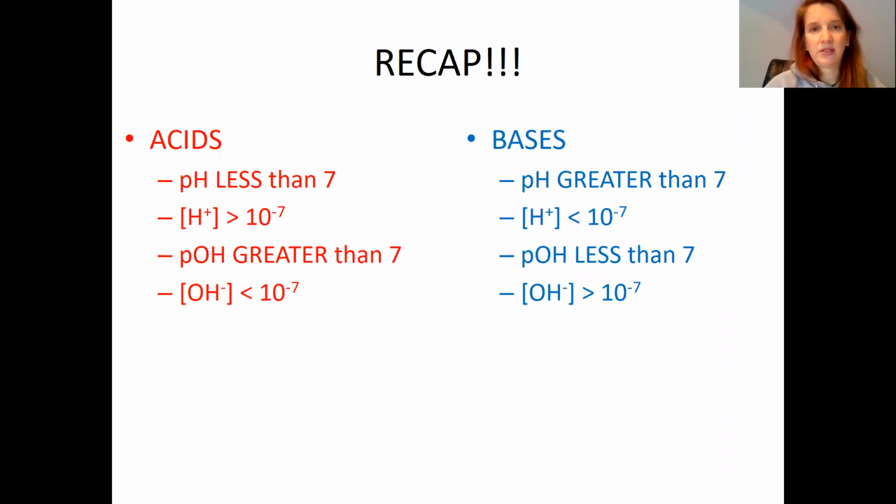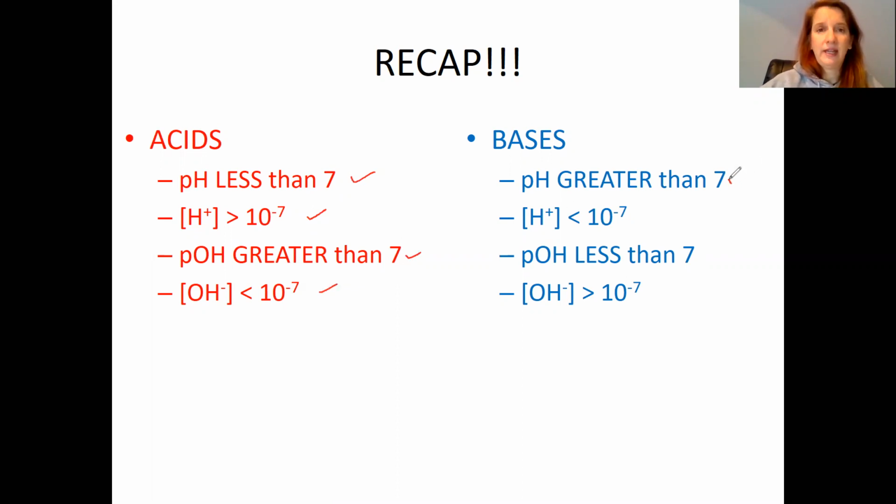So just to recap, here's everything written out. I did make acids red because they turn litmus paper red. I made bases blue because bases turn litmus paper blue. Anyways, acids are going to have a pH of less than 7. It's going to have a low pH, okay? Acids are going to have a hydrogen ion concentration that's greater than 10 to the negative 7 because they have a lot of hydrogen ions. That's what acids do. They produce a lot of hydrogen ions. The pOH is going to be high, though, because they have a low hydroxide ion concentration.